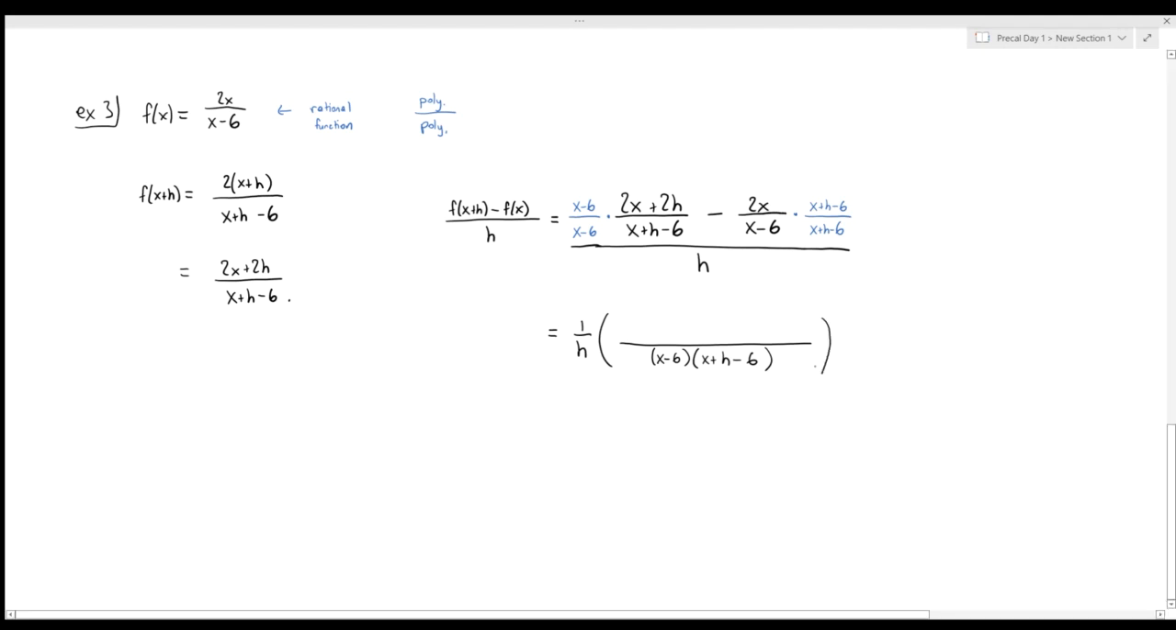And in the numerator, we're going to have x minus 6 times 2x plus 2h. And then here we're going to have minus 2x times x plus h minus 6. Okay. I didn't want to do too much in that step, so I just copied it down first.